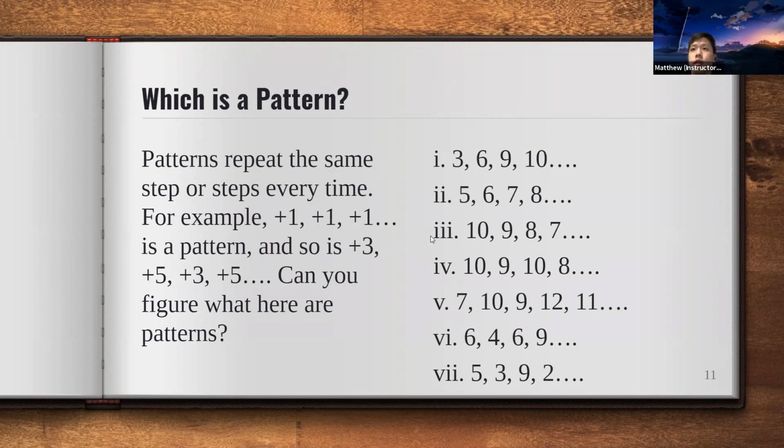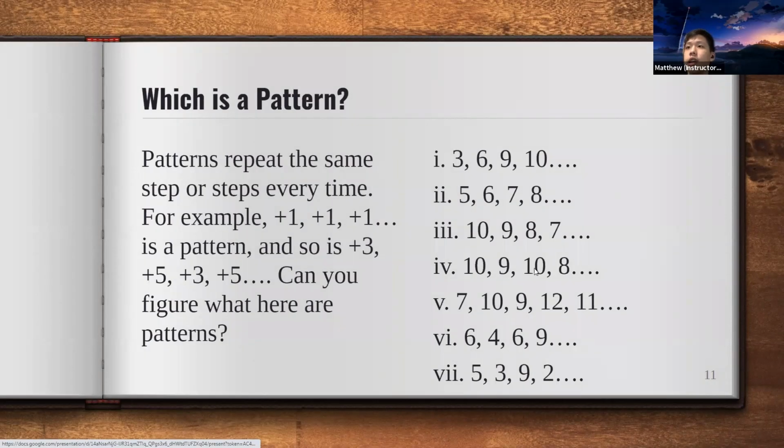Or let's look at number 3. 10, 9, 8, 7. That would be a pattern. That's minus 1, minus 1, minus 1, minus 1. But the next one, it's 10, 9, 10, 8. There's no clear pattern here, and we can't infer anything from this, so this would not be a pattern. But the next one, 7, 10, 9, 12, 11. This seems like random numbers. This is a plus 3, this is minus 1, this is plus 3, this is minus 1. So this would actually be a pattern, even though it looks like gibberish at first.